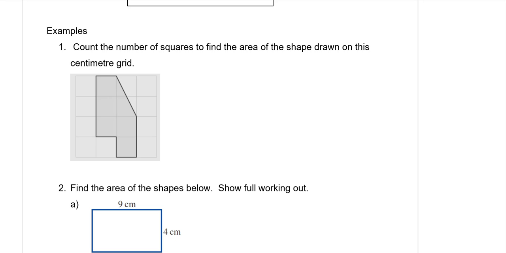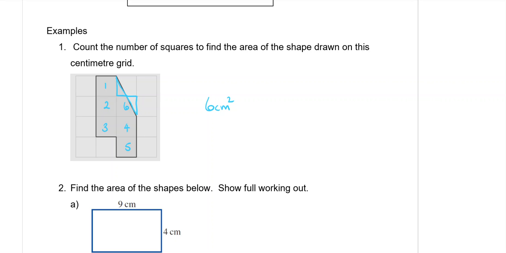Okay, so when you first start doing area, you do questions like this, where it says count the number of squares to find the area of the shape drawn on this grid. So starting with the whole pieces, we have 1, 2, 3, 4, 5. Now this partial piece, this little triangle, could come and slot over here into this place, making that a whole square, and that would be square number 6, which means that the area of this shape would be 6 centimetres squared.